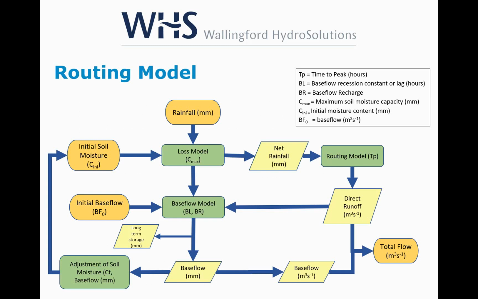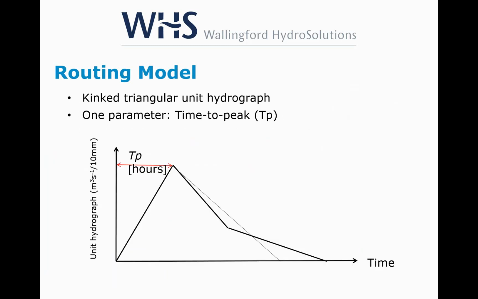We now go on to our routing model, which over here we can see is controlled by our TP. So it uses the unit hydrograph method. So we've got a kinked triangular unit hydrograph, which is controlled just by one parameter, this time to peak. So we can estimate the time at which the kink is just from the TP as well. So it's constrained only by one parameter.